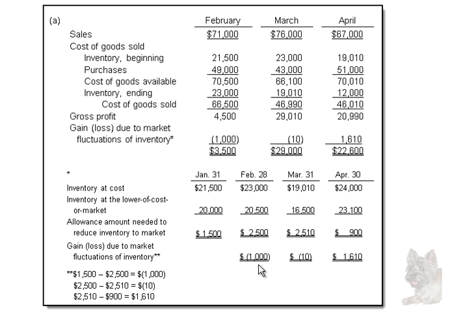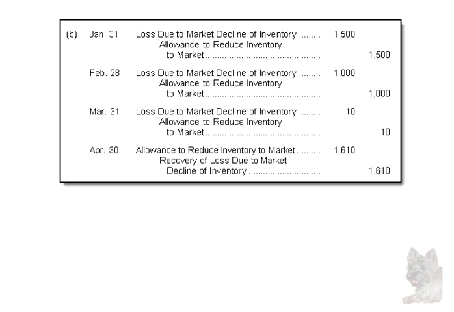Now, keep those dollar amounts in mind. We had a $1,000 loss, a $10 loss, and a $1,610 gain, and we'll move on to requirement B. With those dollar amounts, we see the entries. We've got a debit, loss due to market decline of inventory of $1,500 at January 31st. And we credit the allowance to reduce inventory to market. That's our valuation allowance account.